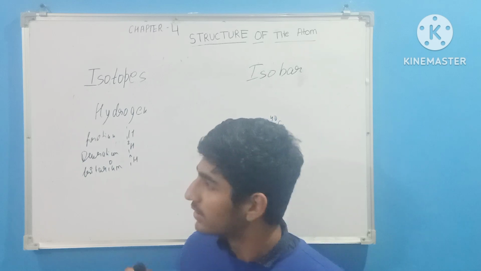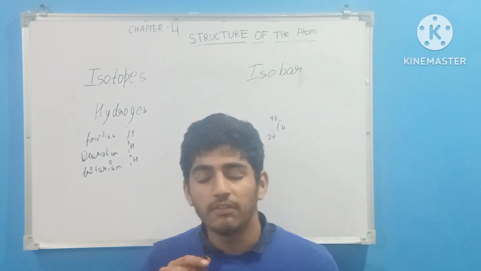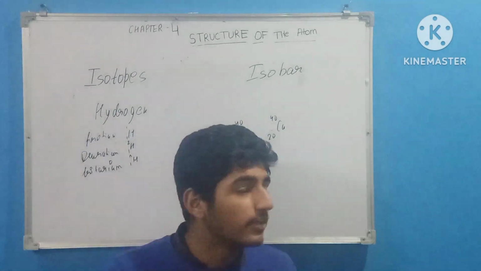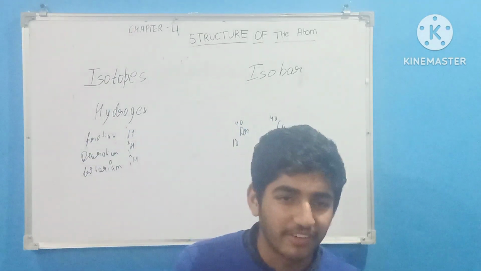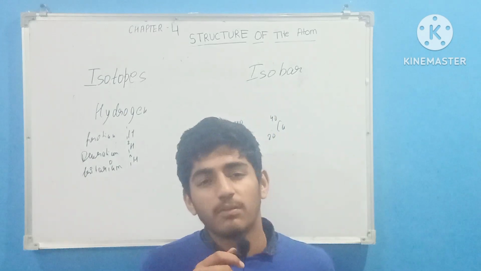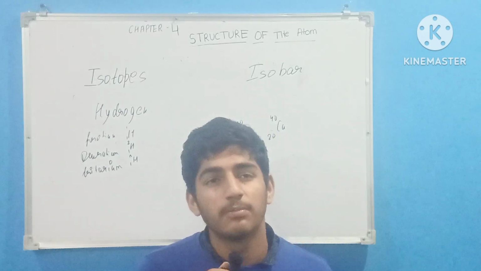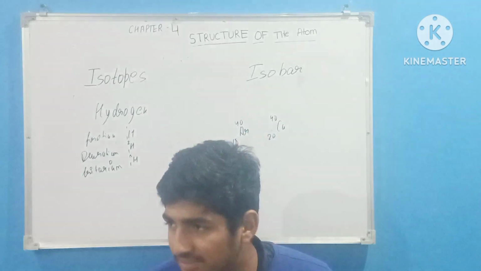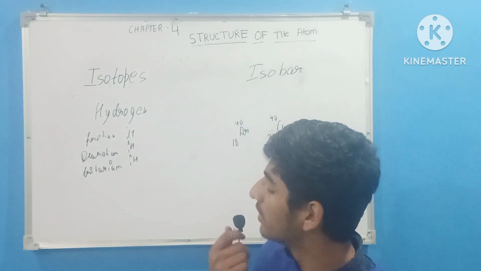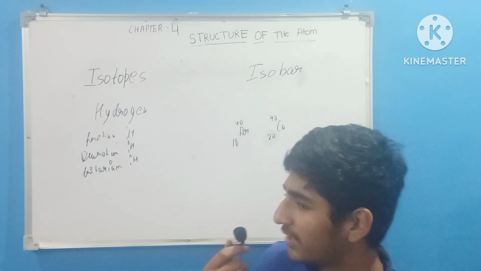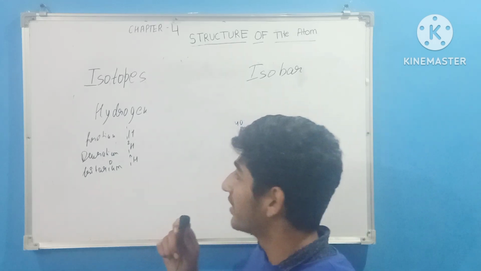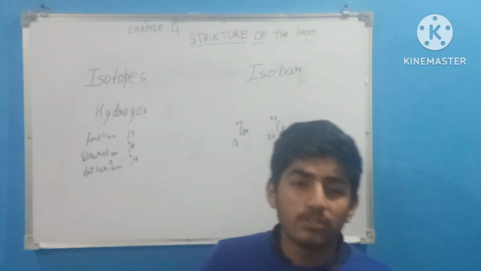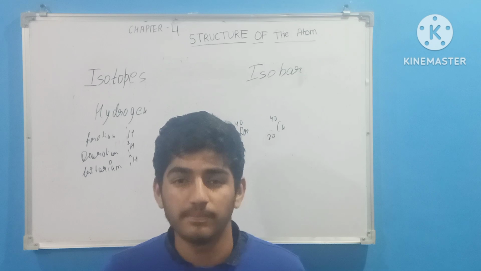So this chapter is over. We have covered all the topics of this chapter: atoms and molecules, structure of atom. Very interesting chapter. This is not a learning-by-heart chapter. You have to understand atomic number. You have to learn some examples of isotopes and isobars, and do not forget the difference between isotopes and isobars. So this is all about this chapter, structure of atom.